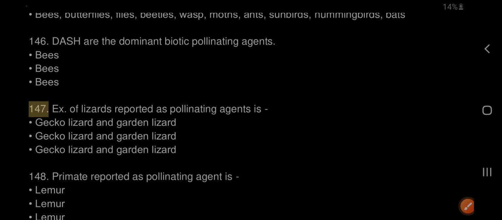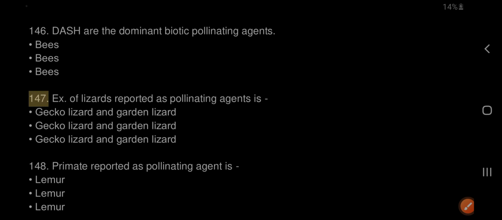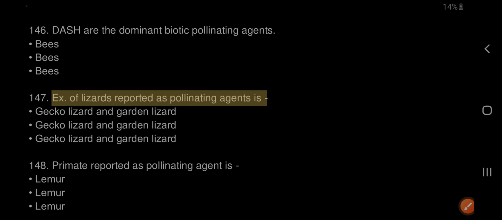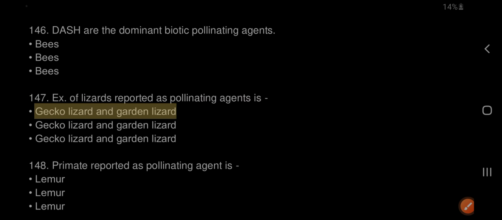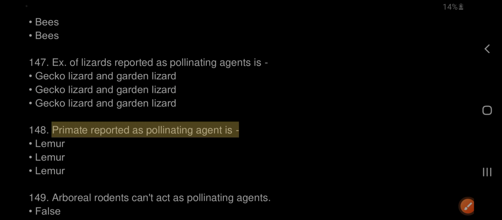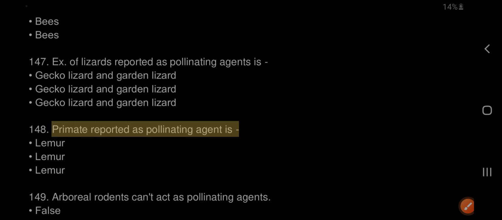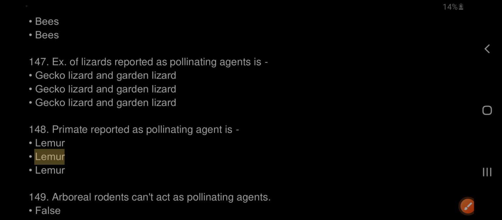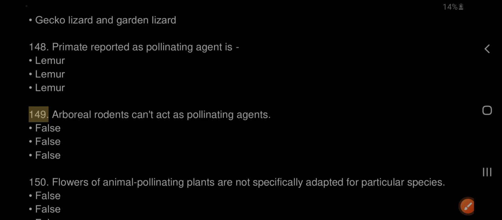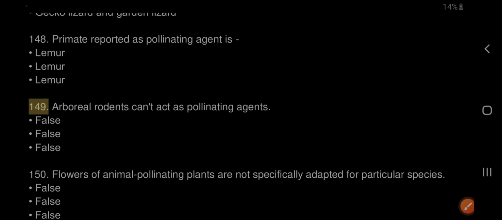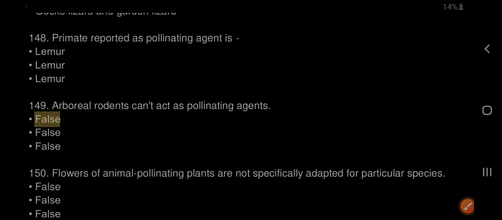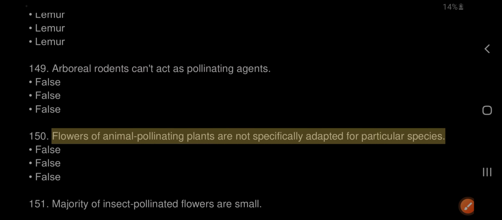147. Examples of lizards reported as pollinating agents are the gecko lizard and garden lizard. 148. Primate reported as a pollinating agent is the lemur. 149. Arboreal rodents can't act as pollinating agents. False. 150. Flowers of animal pollinating plants are not specifically adapted for particular species. False.